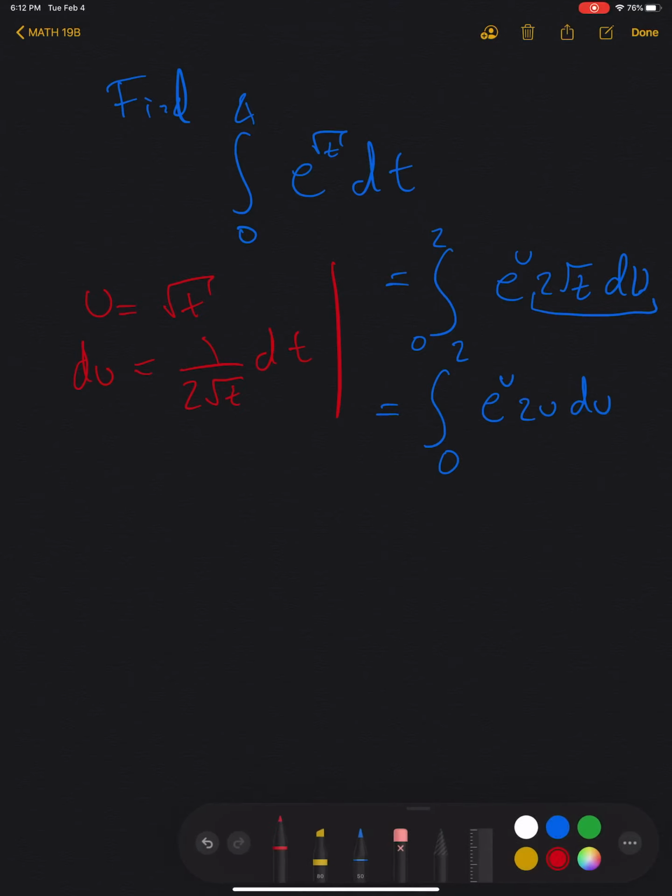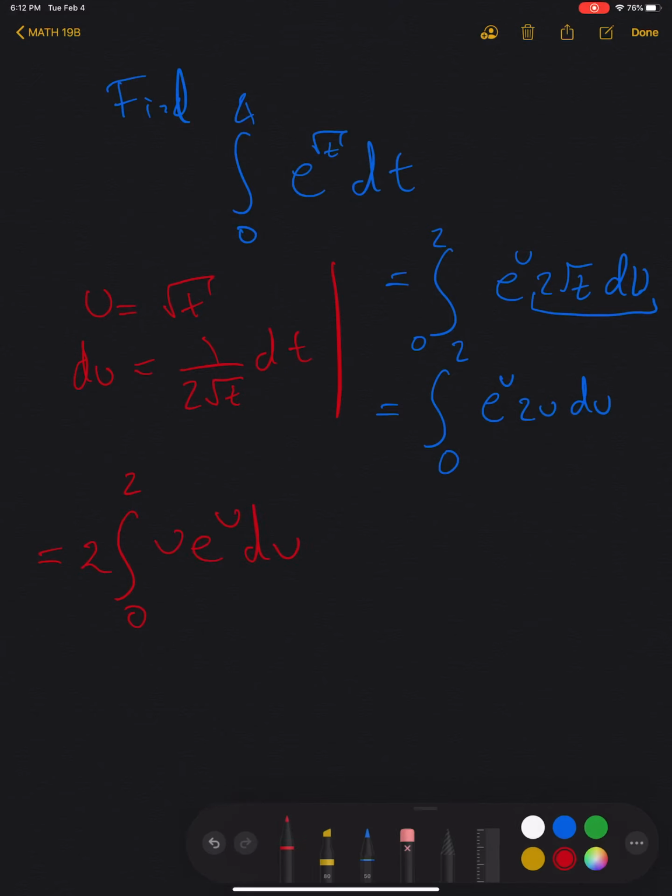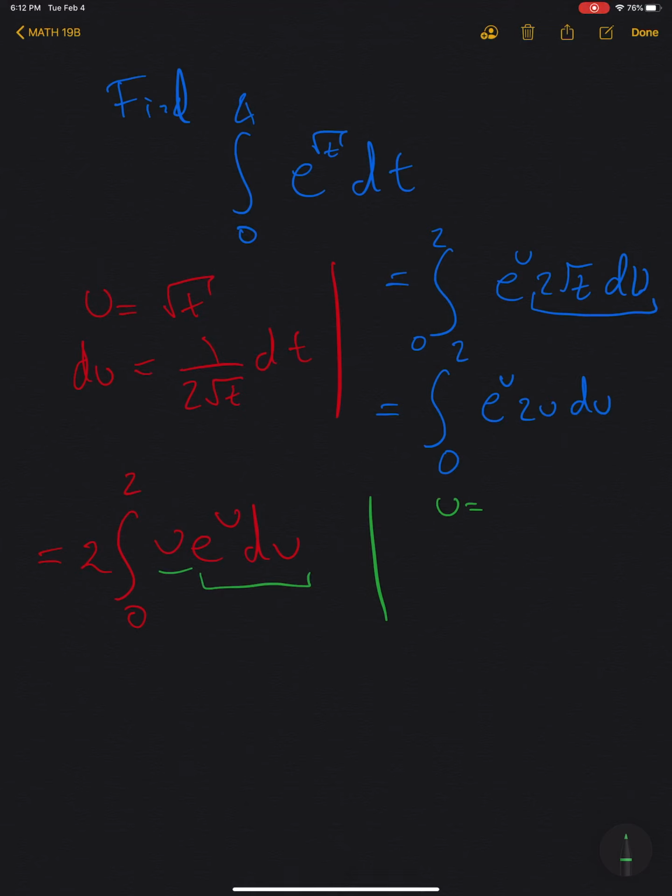Now we can see that the integral that I arrived at is actually an integration by parts, because this is 2 times the integral of u e to the u du. Now I can use my integration by parts formula. So my u in this case is going to be the first term and my dv is going to be my second term. Notice that I already use the letter u, so I'm just going to use v and dw. Okay, so I'm not doing anything strange. Instead of u and dv, I'm just labeling them v and dw. It's just a different letter.